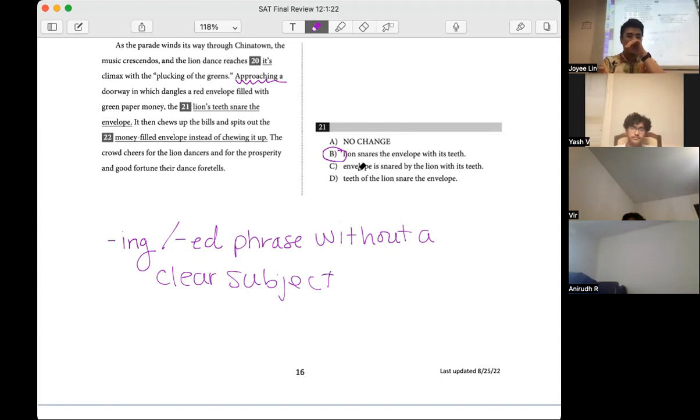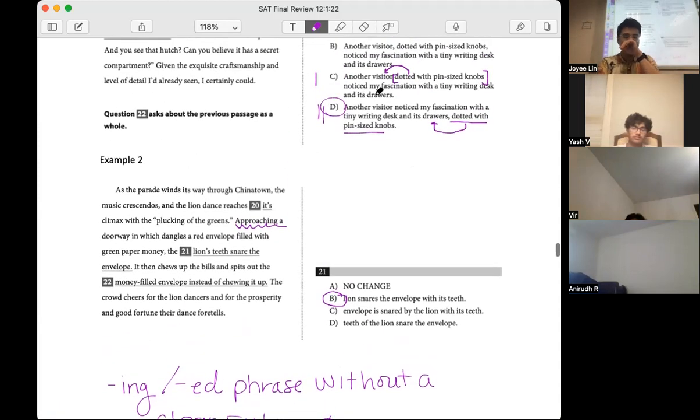The lion snares the envelope. The envelope is snared by the lion. The visitor was dotted with pin-sized knobs. The drawer was dotted. It's the same words, all just jumbled around. So that's very clearly telling you, hey, make sure you're describing the proper thing with the proper modifying phrase.